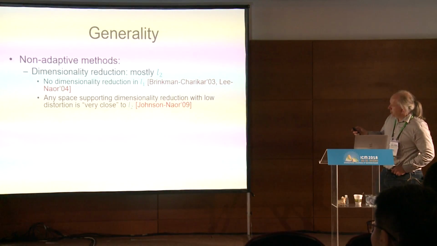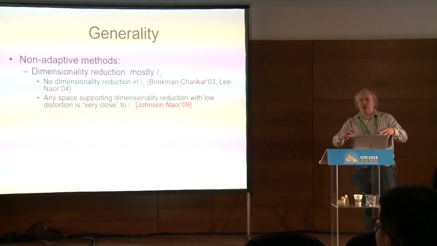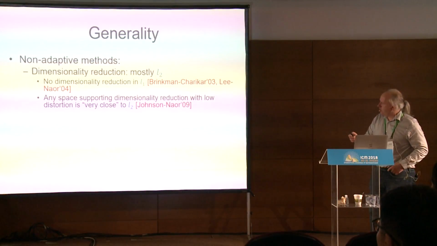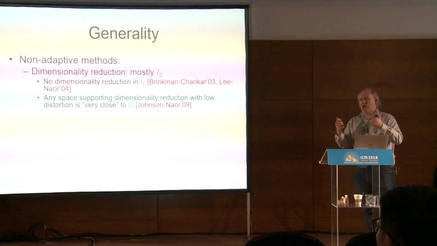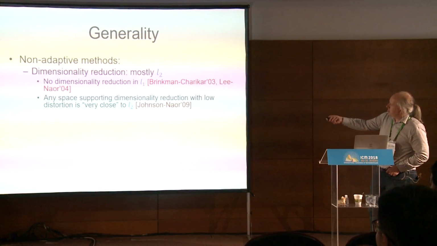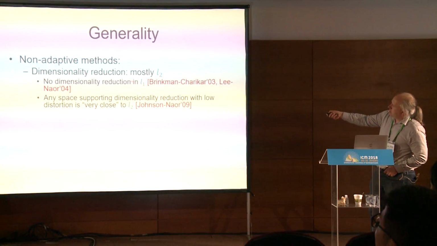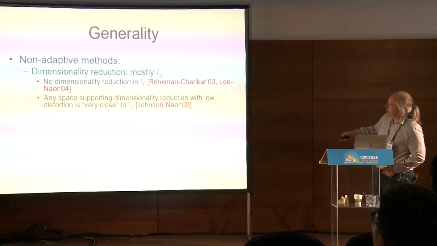And furthermore, Johnson and Naor proved that any space which supports dimensionality reduction with a small distortion is, in fact, essentially L2. I mean, it's not exactly L2, but it's up to a so-called log star factor away from L2, right? So this means that straightforward dimensionality reduction is limited to only Hilbert spaces or very close to them.